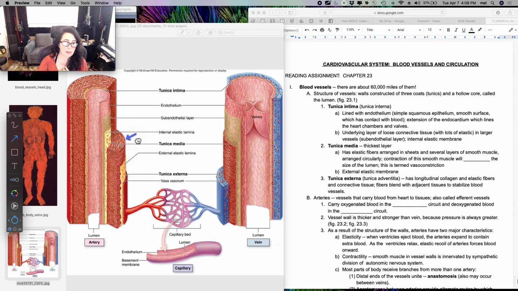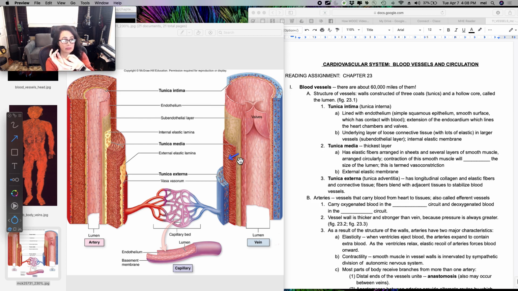So let's talk about how this smooth muscle in an artery or a vein could cause constriction or dilation. If this is the vessel, the smooth muscle is arranged circularly. What will happen is if you stimulate that smooth muscle to contract, it will cause constriction.